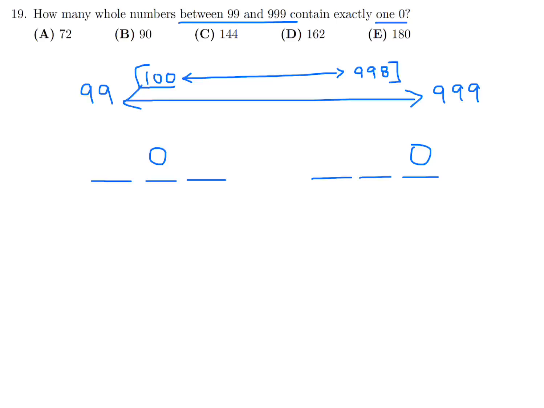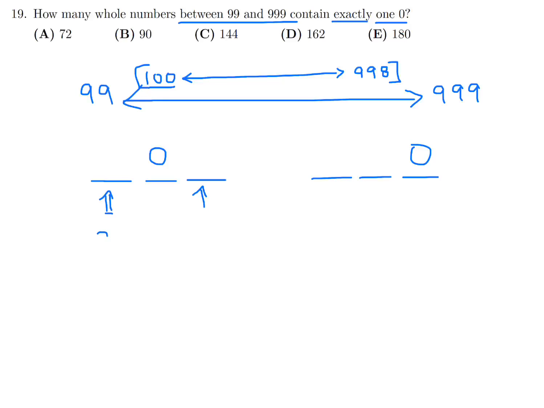So we only have 1 0 to place, exactly 1 0. So the other 2 cannot be zeros. This and this cannot be zeros, but they can be any other number. So how many choices do we have for the first position? We have 1, 2, 3, 4, 5, 6, 7, 8, 9. We have 9 digits that we can possibly put.